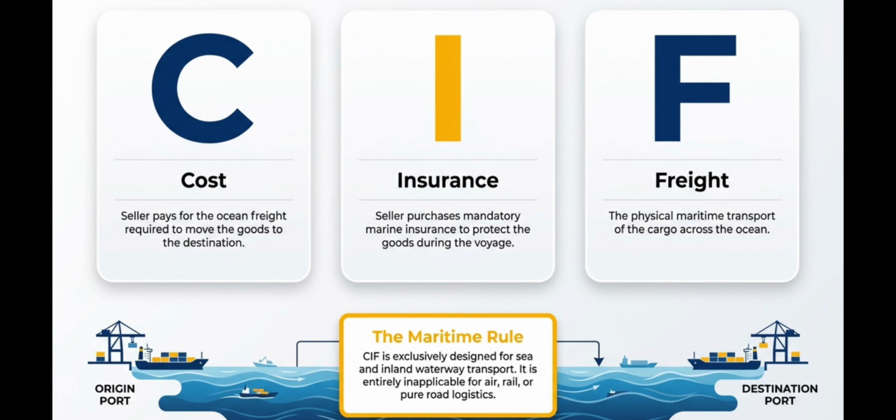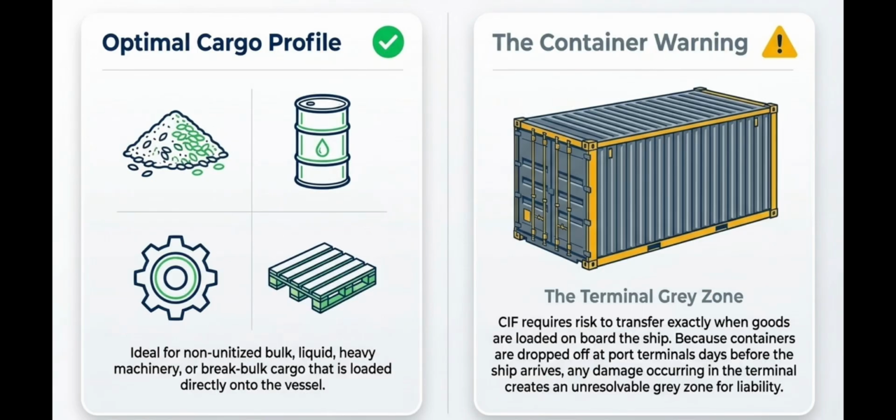CIF is only used for sea and water transport. It is not used for air, rail, or road transport. CIF is best for bulk cargo, liquids, or heavy machinery. These goods are usually loaded directly onto the ship.